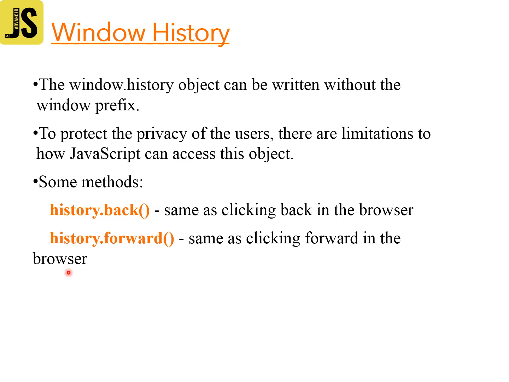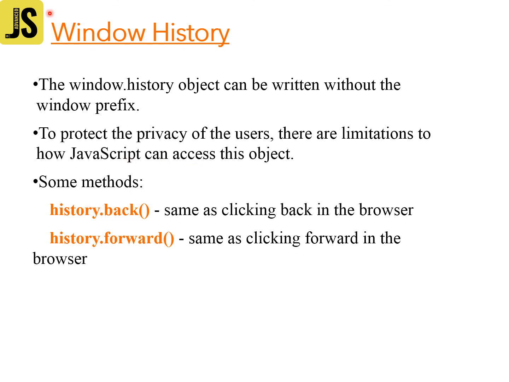So window history means what all things the user will do, or what will be the previous searches in the corresponding browser, or which are the different pages loaded. All these things can be accessed using the window.history object. So we can use the window.history object without the window prefix. To protect the privacy of the users, there are some limitations for JavaScript to access this particular object.